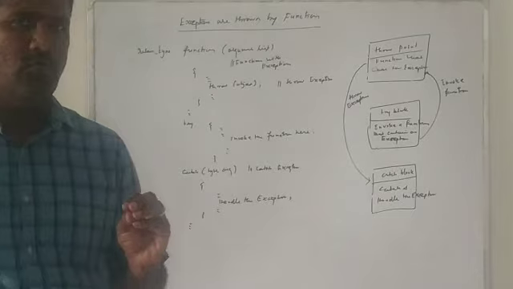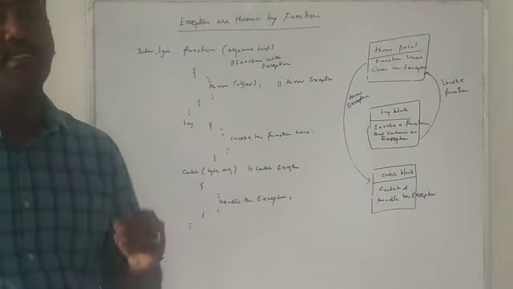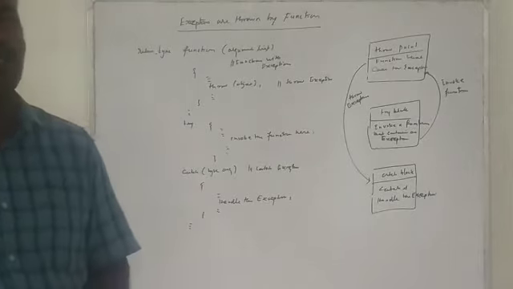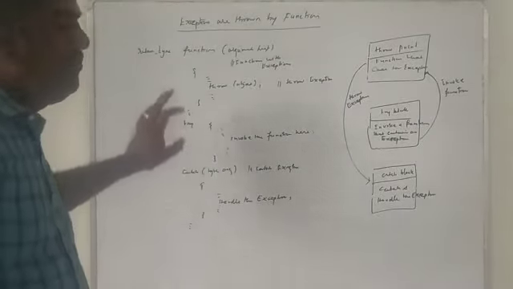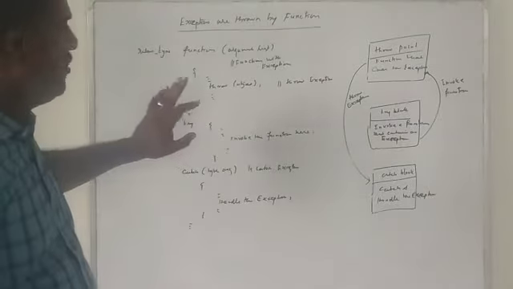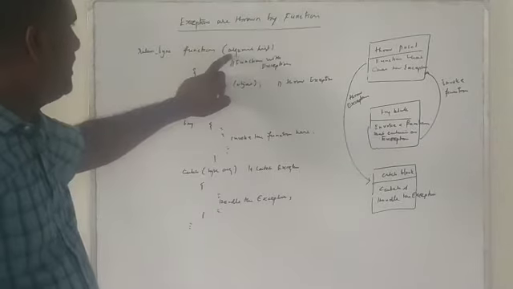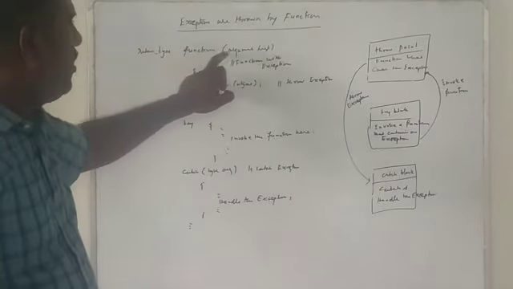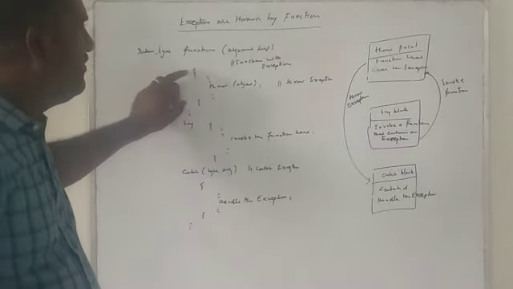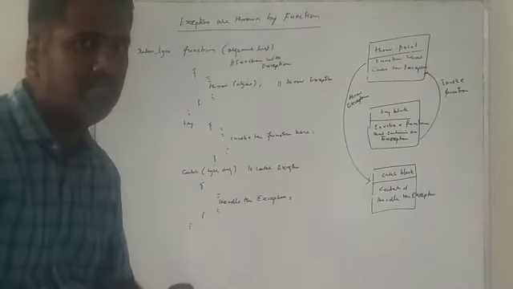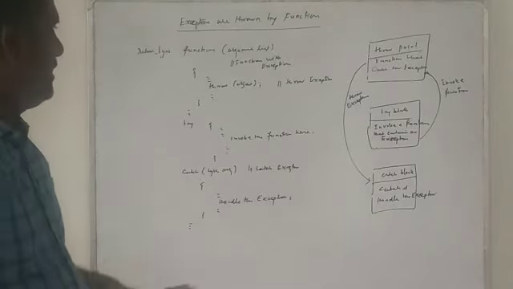Suppose the exception throw point is present inside the function. So this is called the general form. First we define the function: the return type, the function name and the argument list. This is a function with an exception causing statement.